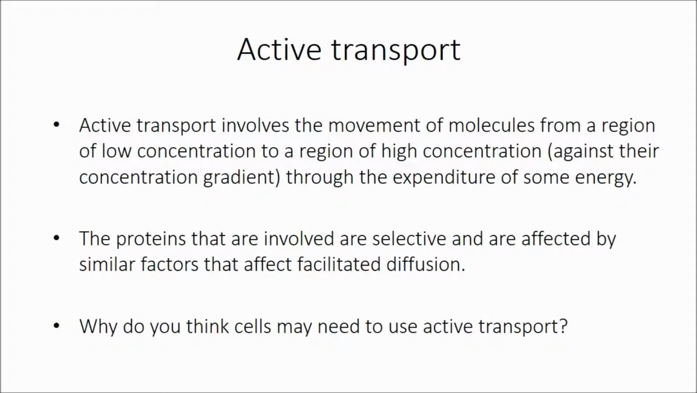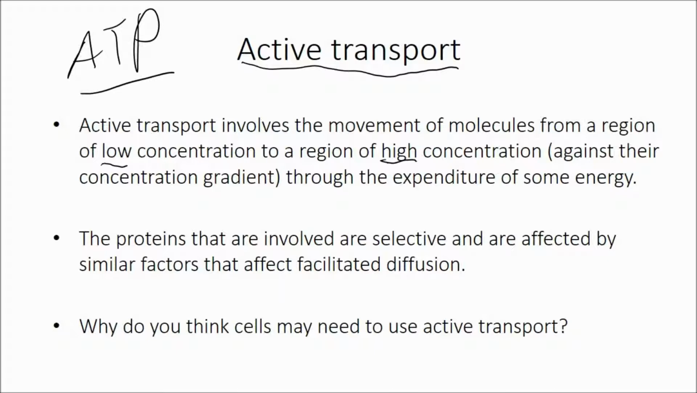Moving on away from passive processes, we're now going to be talking about active transport. Active transport, as opposed to passive transport, involves the movement of molecules, conversely, from a region of a low concentration to a region of a high concentration. So we're actually moving things against their concentration gradient when we're talking about active transport. The other difference between passive processes and active transport is that active transport requires energy. Typically when we're talking about active transport, we're talking about the expenditure of ATP. And just to reiterate, instead of things moving down their concentration gradient, we're moving them up.